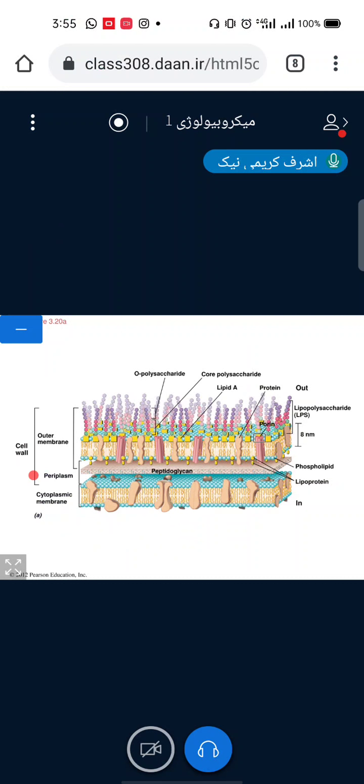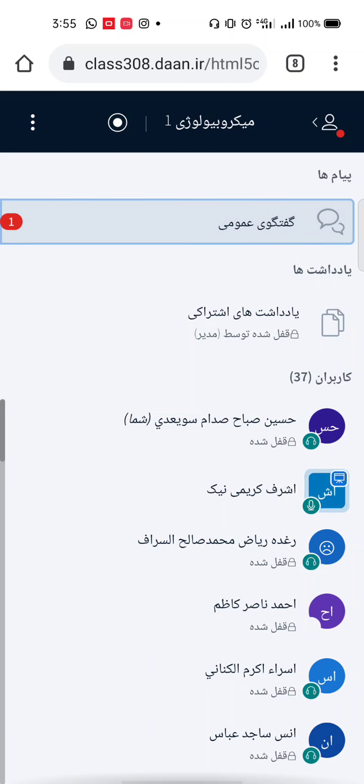Peptidoglycan in this layer, a thin peptidoglycan in the periplasmic space. After that, the outer membrane. The outer membrane is a complex layer. It includes lipopolysaccharide.